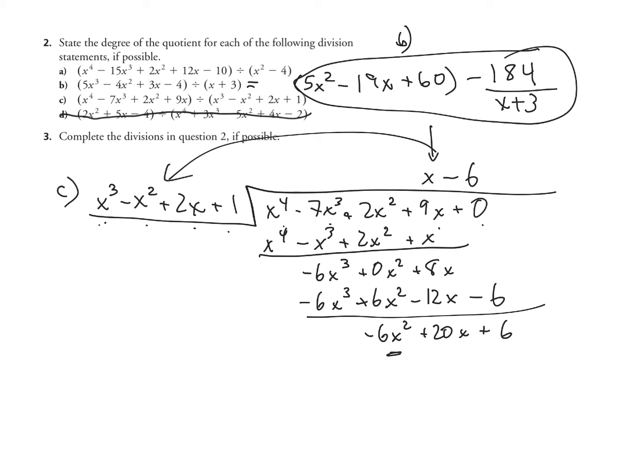This is quadratic, this one's cubic, so you can't divide any farther. This is your remainder. So I can say that this guy equals x minus 6 plus negative 6x squared plus 20x plus 6 over x cubed minus x squared plus 2x plus 1. Beautiful.